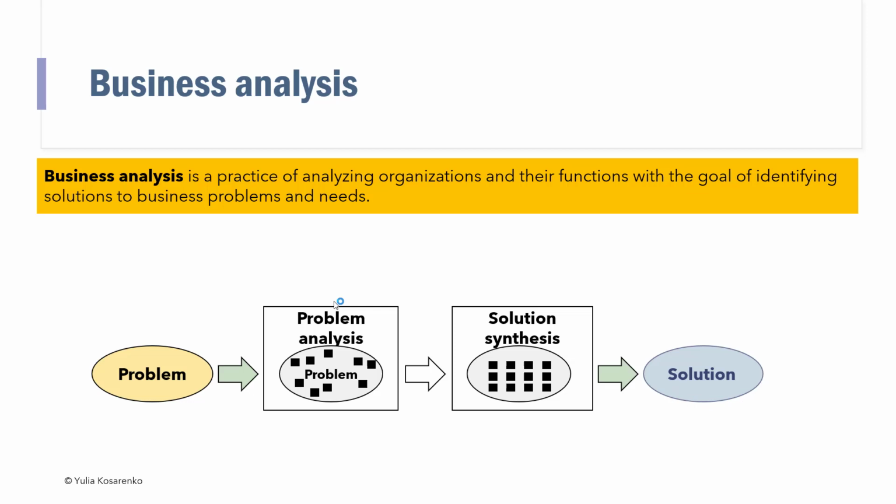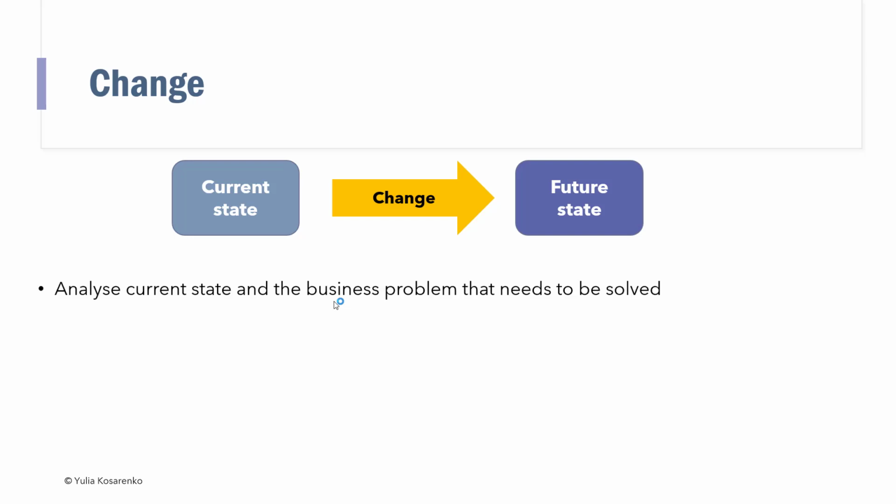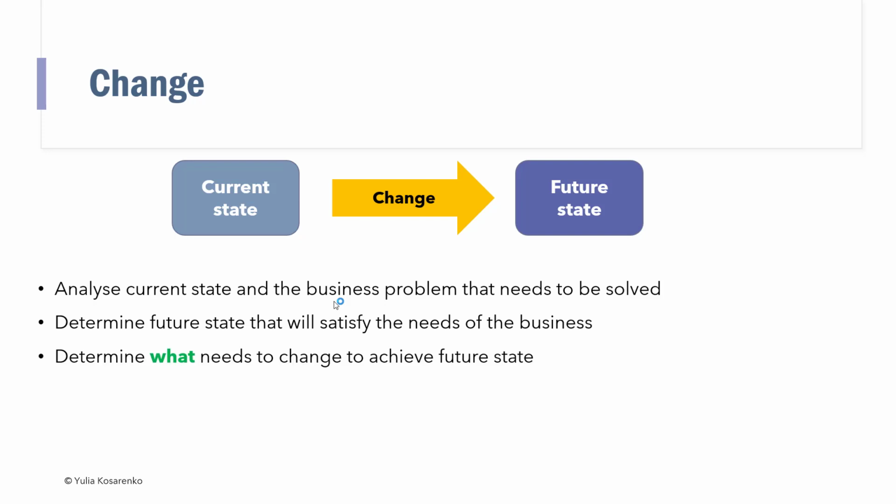So when we discuss solving business problems and coming up with solutions, we usually imply that some kind of change needs to happen. First, we analyze current state. We look at where organization is now or where a certain process is now. We need to understand the future state. Where does it need to go? And this change, this transition from current state to future state, this is what we analyze, and this is what we need to define requirements for. So you start with analysis of the current state and the business problem that needs to be solved. We determine future state that will satisfy the needs of the business. We determine what needs to change to achieve that. And that what, when we break it down into details, that is what business requirements are.